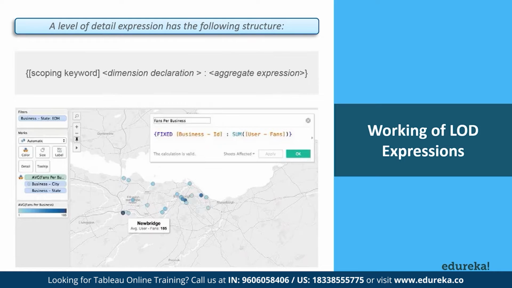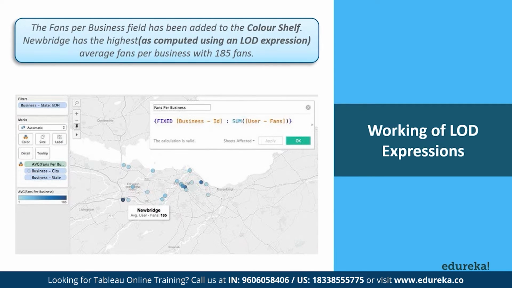Now, as a result of that, the fans per business field has been added to the color shelf, and it shows that Newbridge has the highest, as computed using an LOD expression, average fans per business with 185 fans.